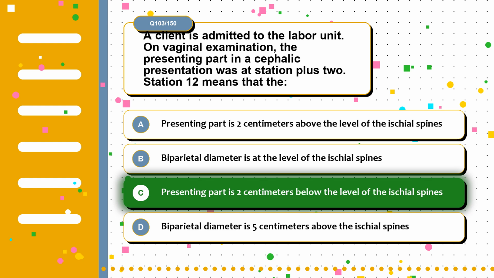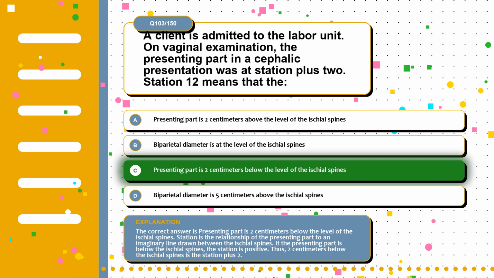The correct answer is option C, presenting part is 2 cm below the level of the ischial spines. Station is the relationship of the presenting part to an imaginary line drawn between the ischial spines. If the presenting part is below the ischial spines, the station is positive. Thus, 2 cm below the ischial spines is the station +2.